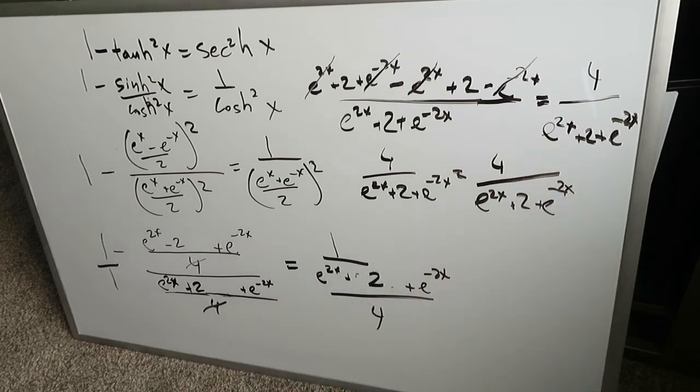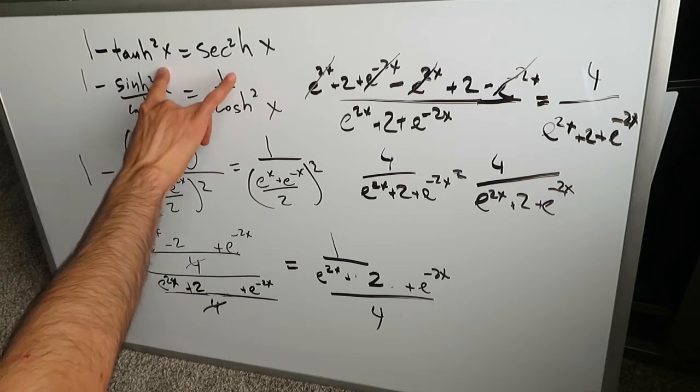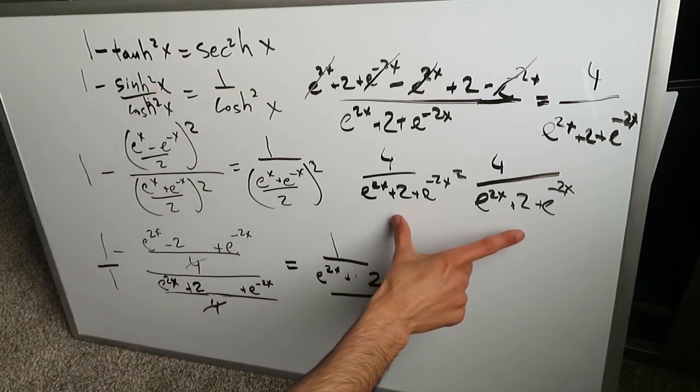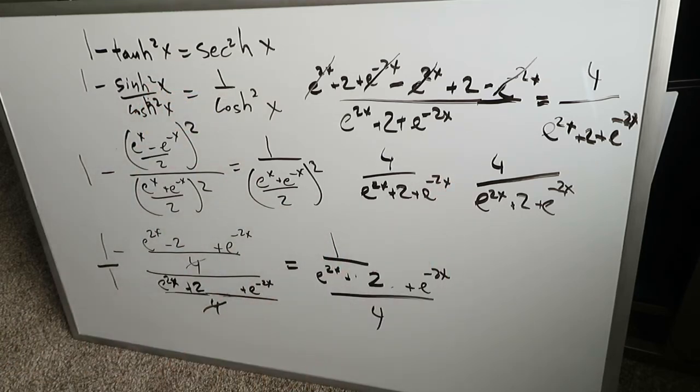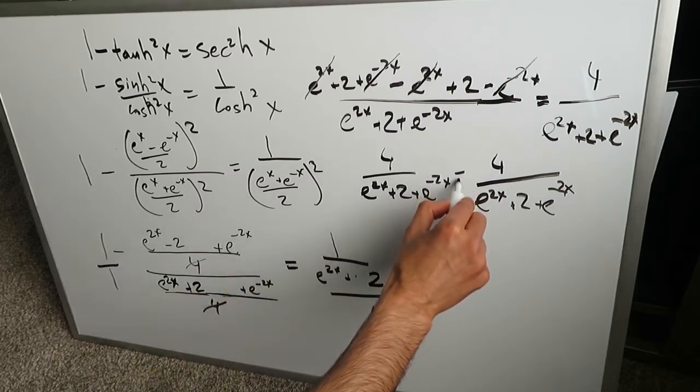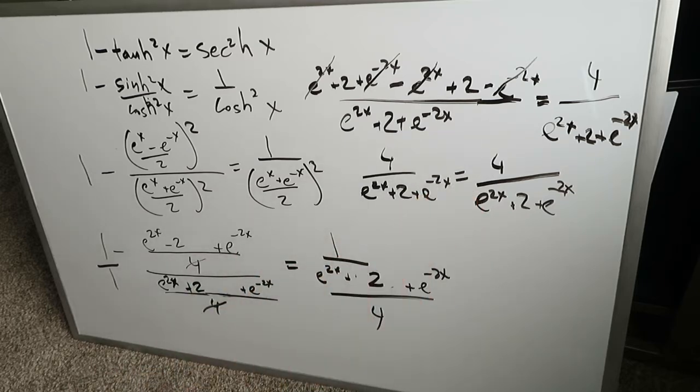Yes, it can get a little messy. Yes, it can get a little tricky, but it's not too hard. And we proved that this expression over here was equal to this expression over here because at the end we ended up getting the same thing on the left equaling the same thing on the right. So we proved that this identity is good.